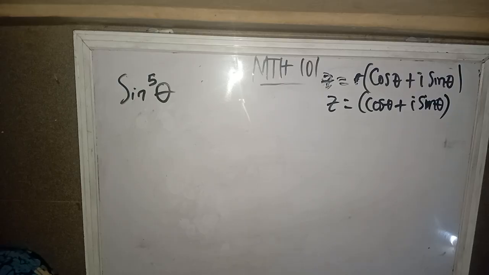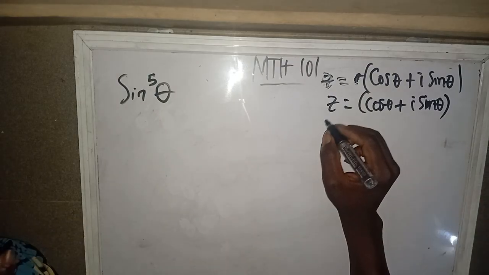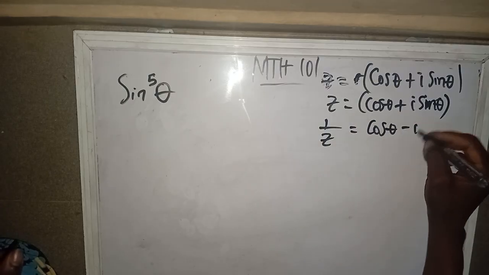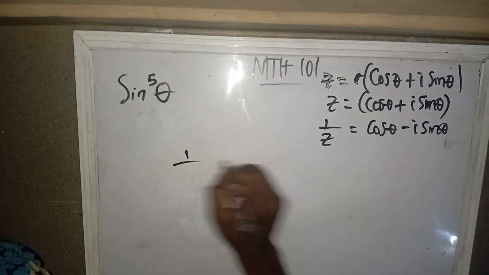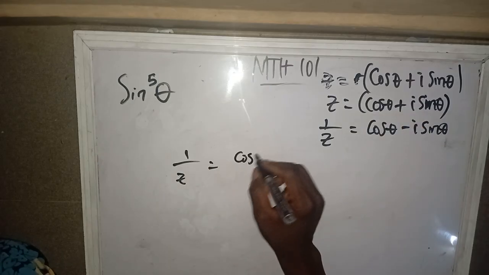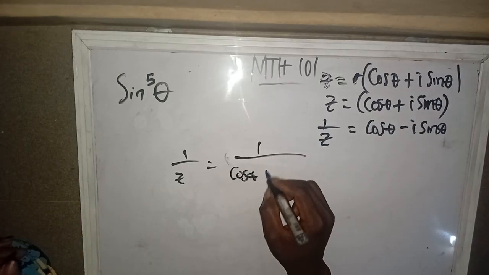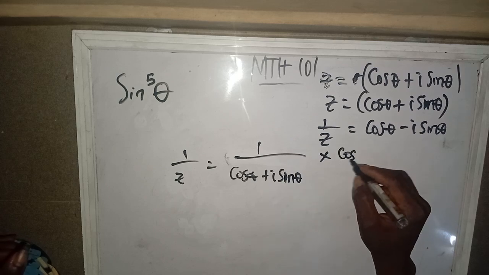Now listen. If this is our z, we need a formula that contains sine or cosine. If z is this, that means 1 over z will give me cos theta minus i sin theta. Let me quickly prove this. If z is this, then 1 over z will be 1 over cos theta plus i sin theta. Then multiply by the conjugate, as if you are rationalizing.